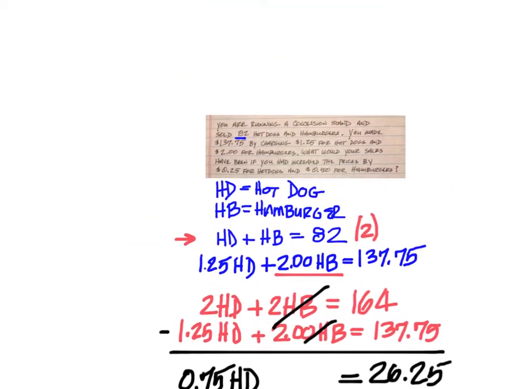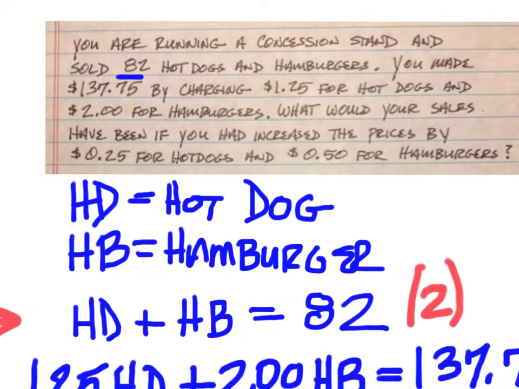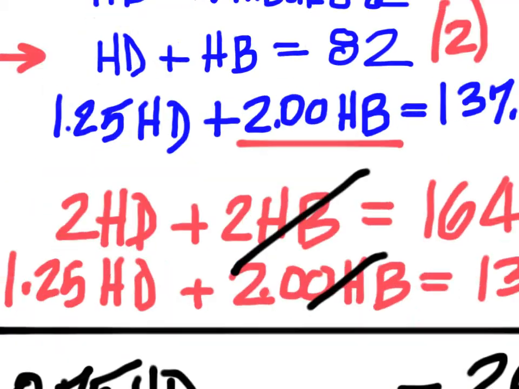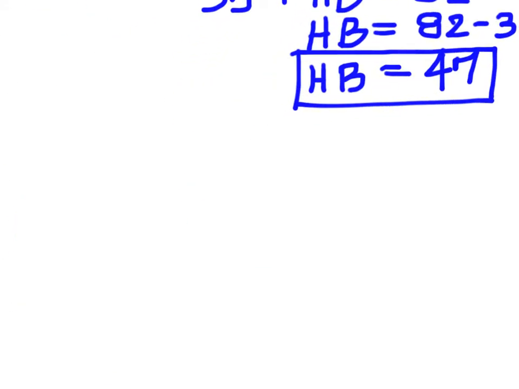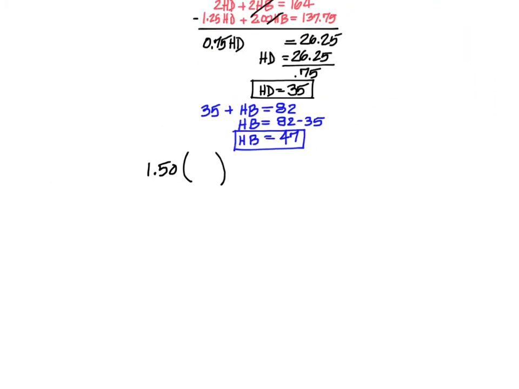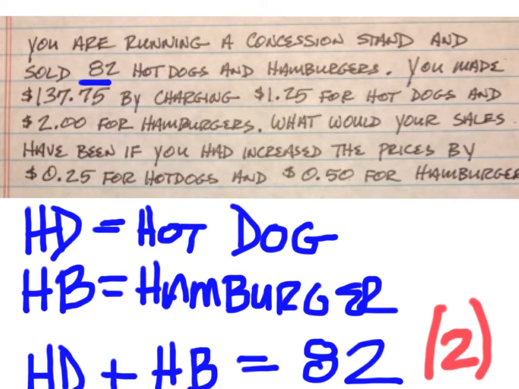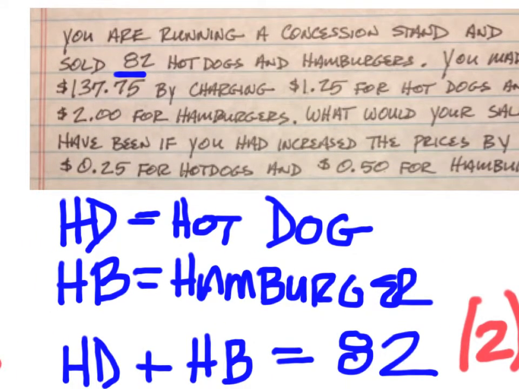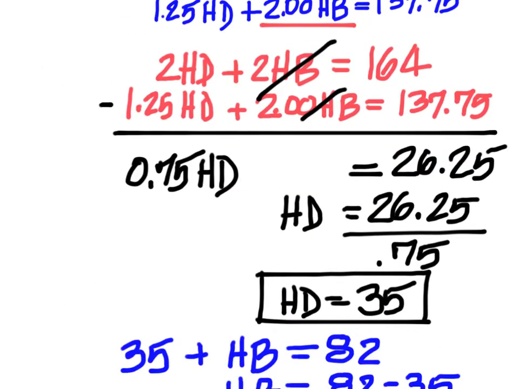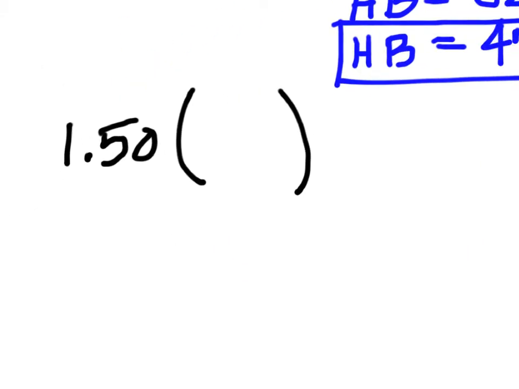Now let's go back to the problem and review what's being asked of us. What would your sales have been if you had increased the prices by 25 cents for hot dogs and 50 cents for hamburgers? So what would be the new price of hot dogs? $1.50. Okay, so we'll put $1.50 for hot dogs. And then we're increasing the price of hamburgers by 50 cents. So what's the new price for hamburgers? $2.50. So we'll do $2.50.